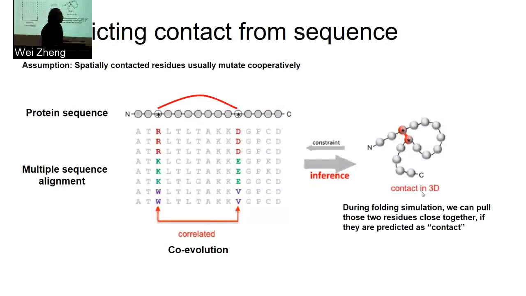For example, if we can predict that two residues form a contact from the protein sequence, then during the protein simulation, we can pull these two residues close together to form a contact. Then this contact restraint is very direct information to help you fold the protein structure.